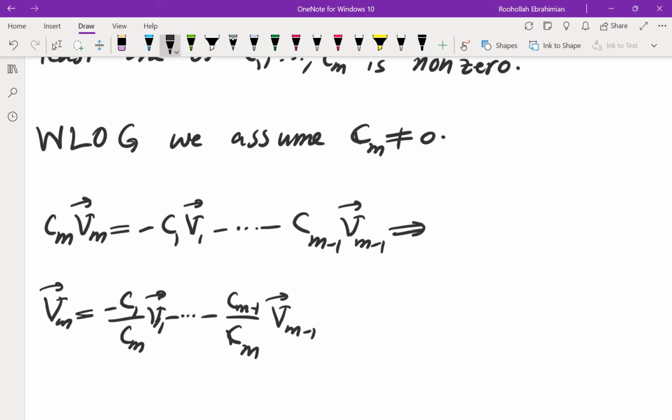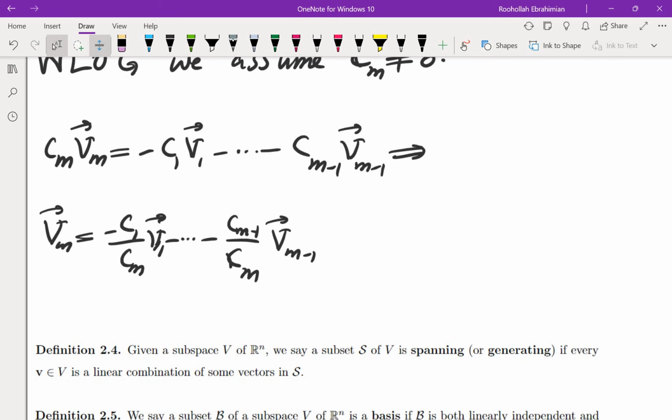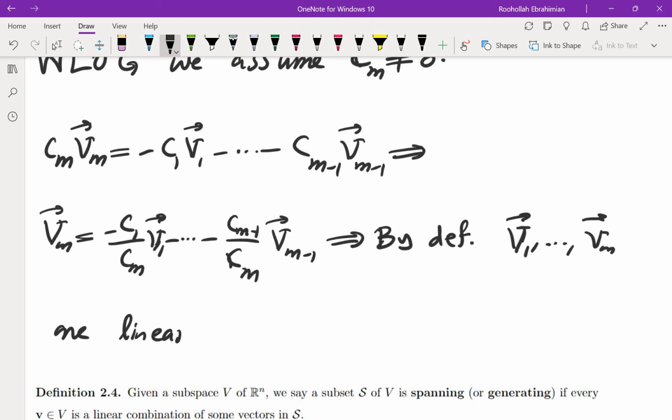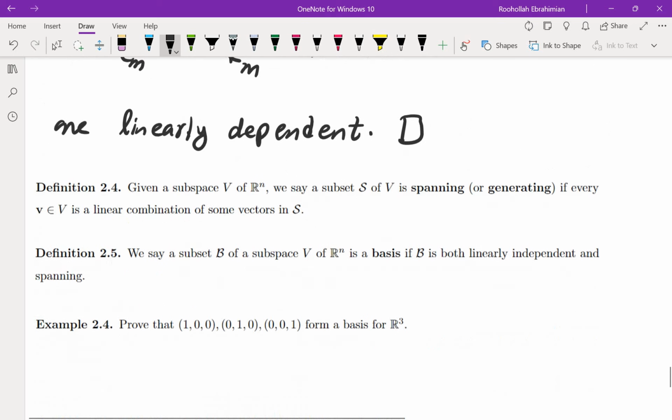So what does that mean? It means vm is a linear combination of the others, which means by definition v1 through vm are linearly dependent, because one of them is a linear combination of the others. Okay, so that completes the proof of this.